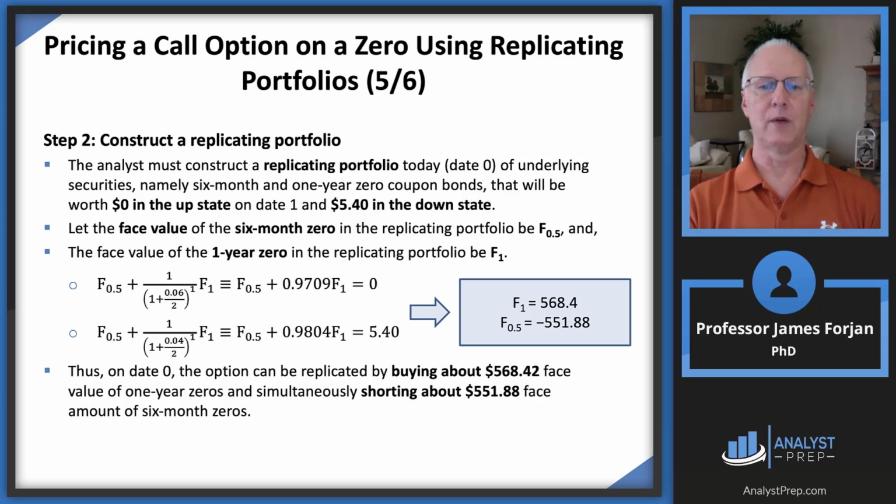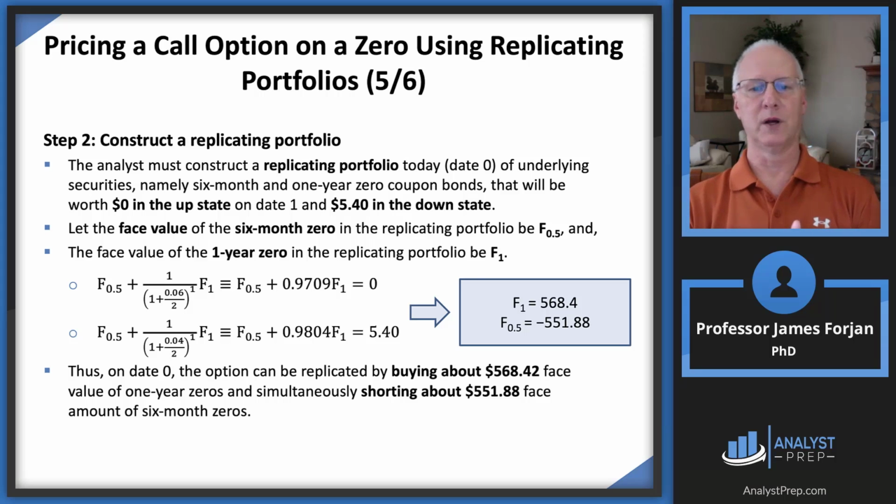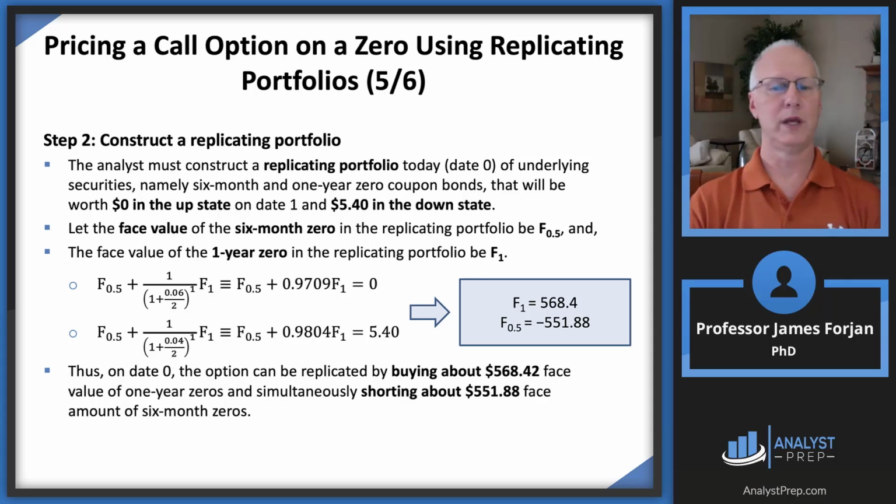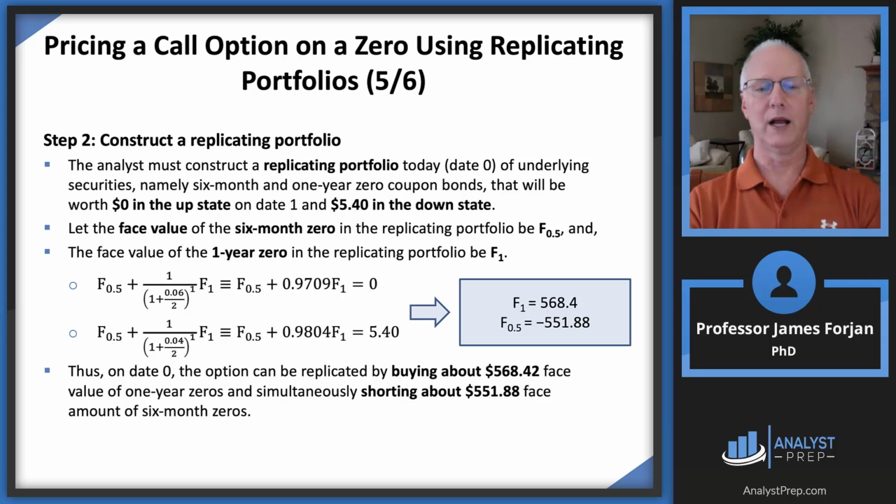So notice at the top circle point, I've got the face value of the 6-month plus, now that's 1, right? There's an implied 1 there. 1 times the face value of the 6-month plus 97% of the face value of the 1-year. We're going to force that one to be equal to 0. And then we're going to do the same thing for the downstate, and we'll divide that face value of the 1-year zero by the 1.02, right?